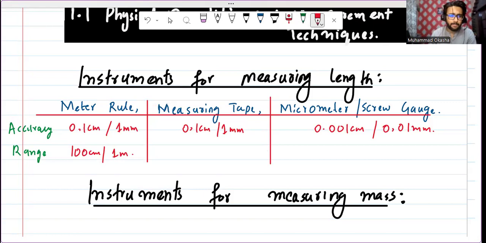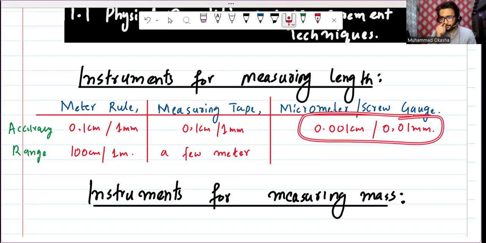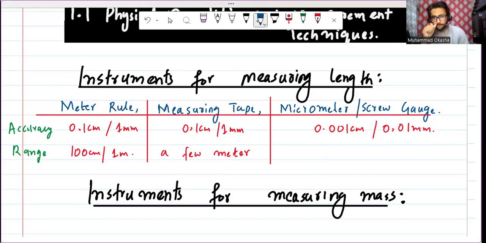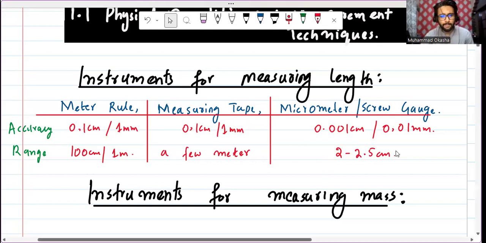It varies. A few meters, I would say, but there is no specific range for the measuring tape because measuring tape comes in different sizes. And for the micrometer screw gauge, because it's a very accurate instrument, it gives you a very small measurement as well. For example, you can measure the thickness of your hair with the micrometer. So the range is approximately 2 to 2.5 centimeters, not more than that.